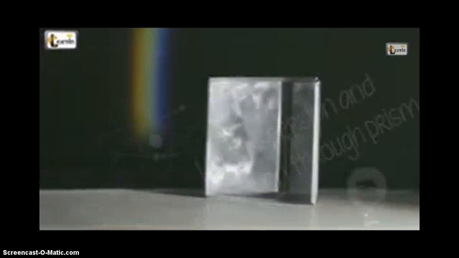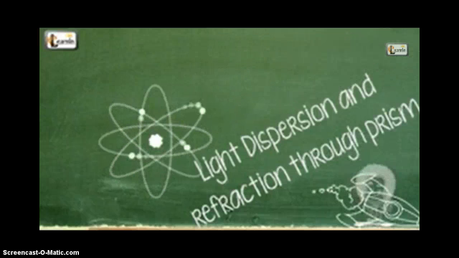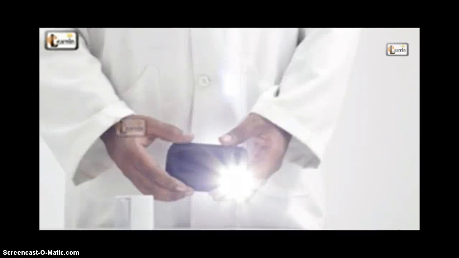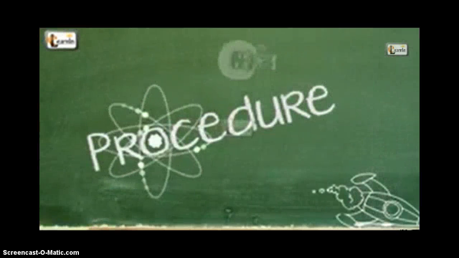Before we understand what refraction is, let us conduct this easy and cool experiment of extracting a rainbow from white light. For this experiment, you'll need a prism, white light, and a dark room where the refraction can clearly be seen. Procedure.